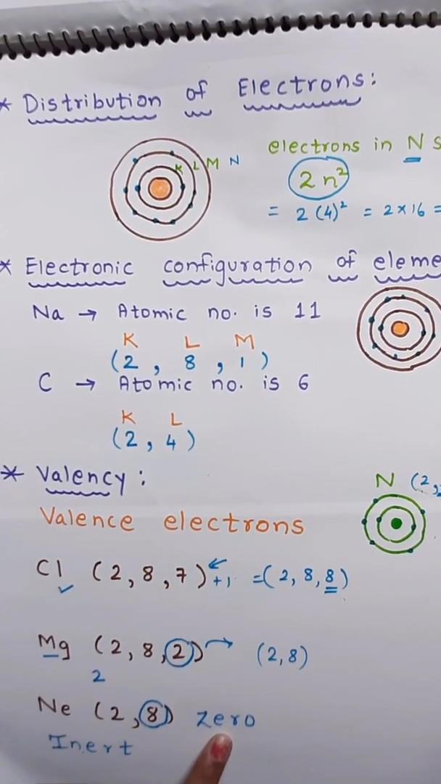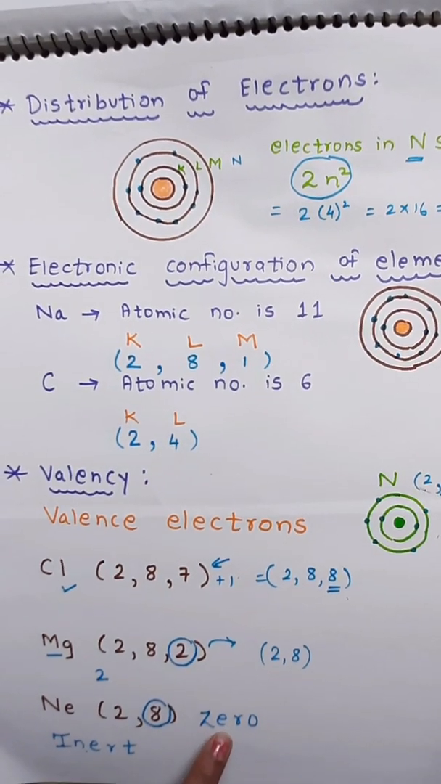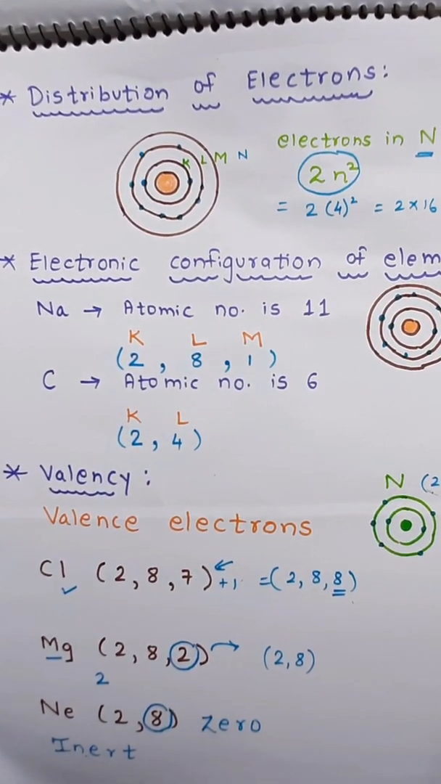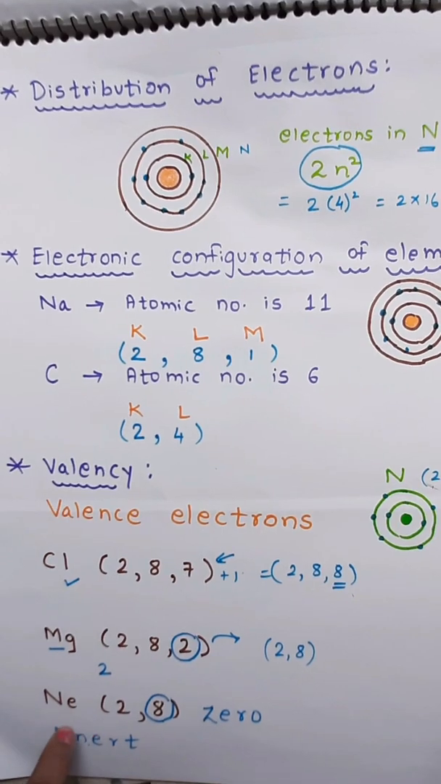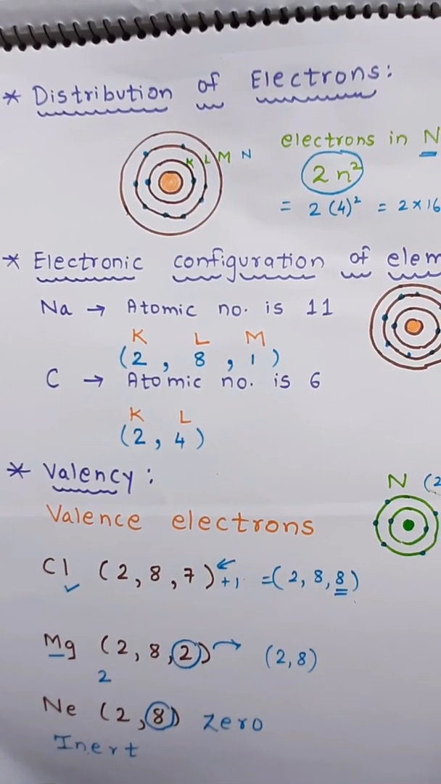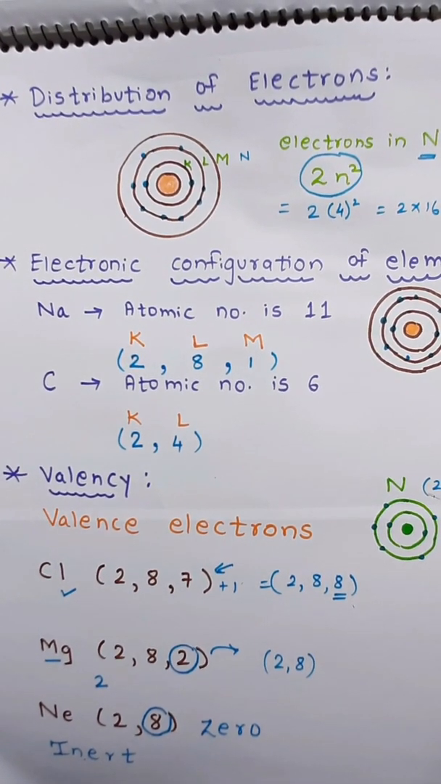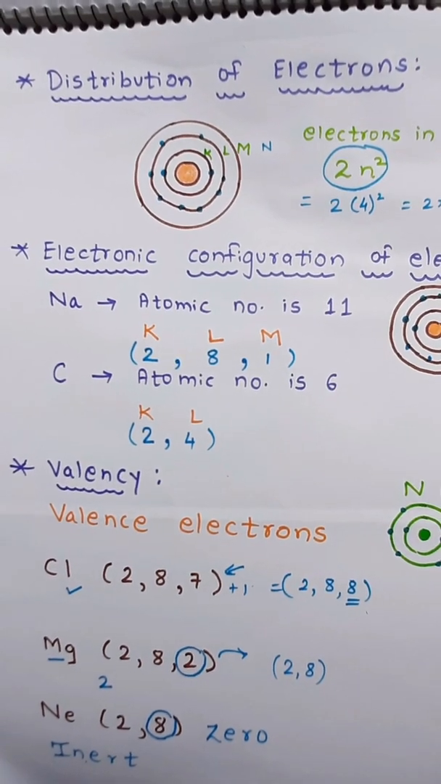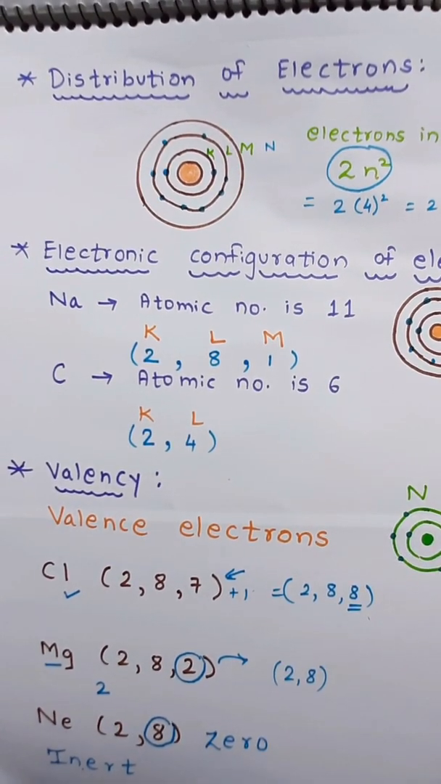Their valency is 0. So atoms form chemical bonds by using electrons of their outermost shell. So valency of an element or valency of an atom is determined by the configuration of the outermost shell.